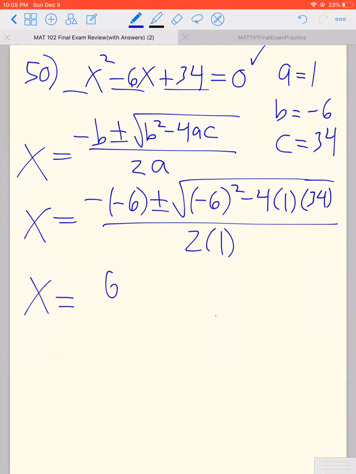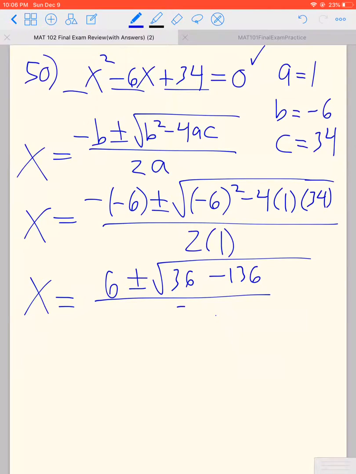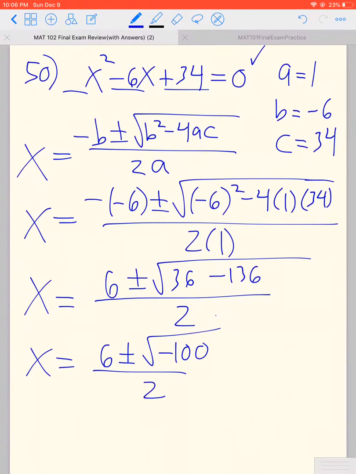Negative of negative 6 is going to give us a positive 6, plus or minus the square root of negative 6 squared is a positive 36. Negative 4 times 1 times 34 is a negative 136, all divided by 2 times 1, which is 2. We have 6 plus or minus the square root of negative 100 over 2.